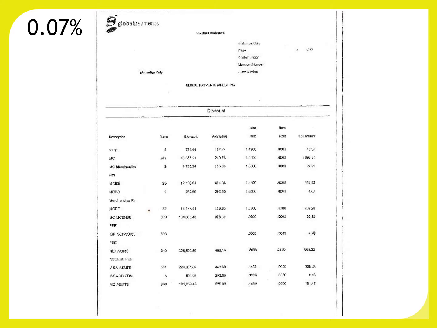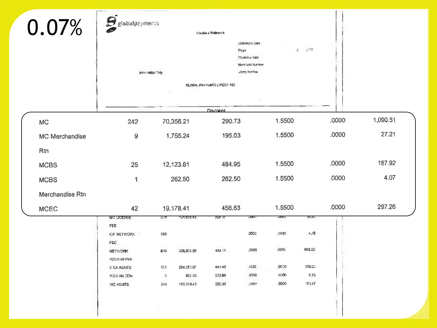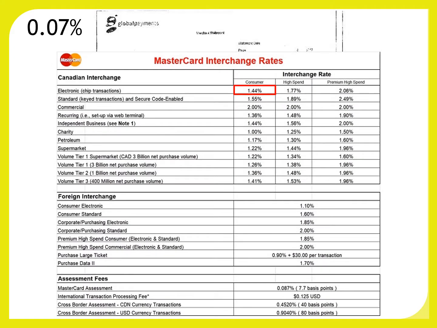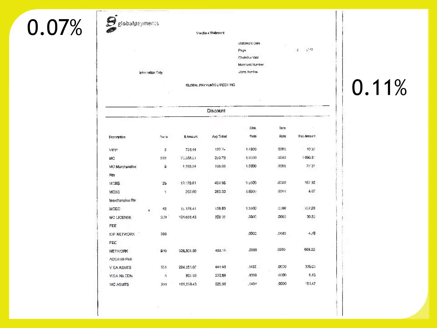Continuing on, you'll see the base rate for MasterCard transactions, here being 1.55%. As you can see on the interchange table, cost is 1.44%, giving you another markup of 0.11%. If you happen to be a CFIB member, however, cost for MasterCard is 1.28%.